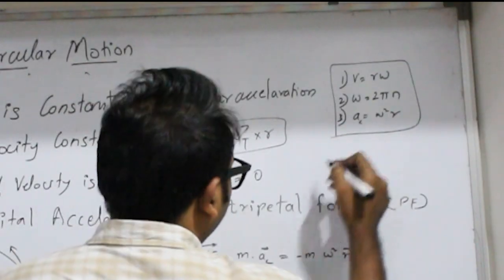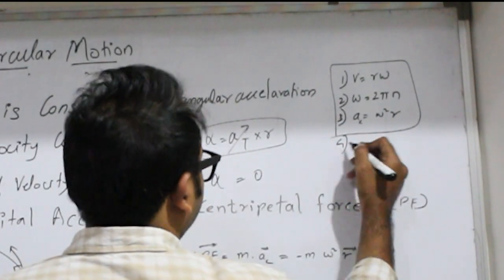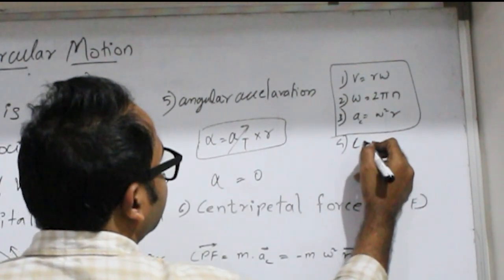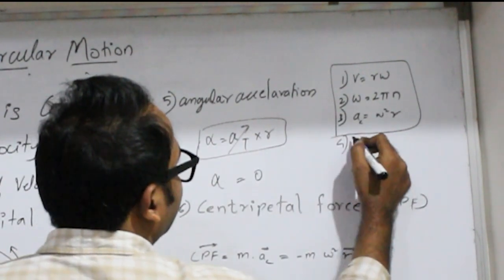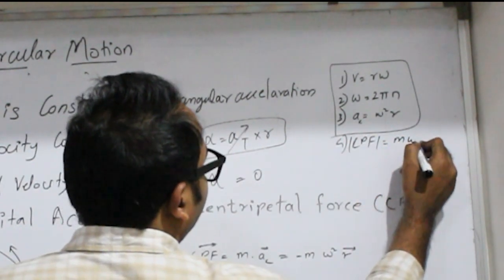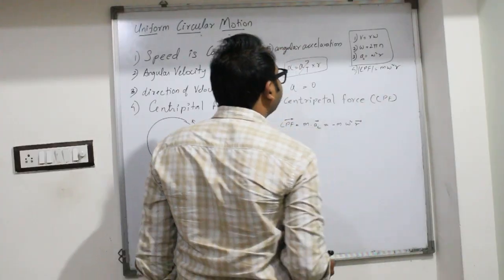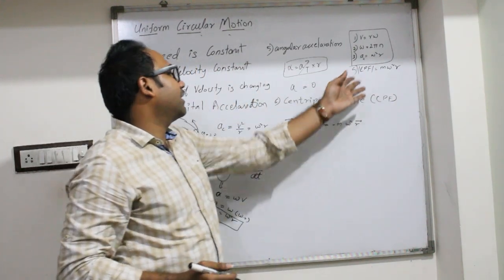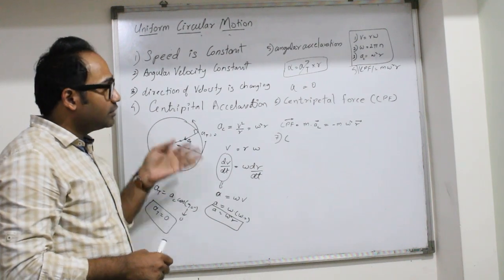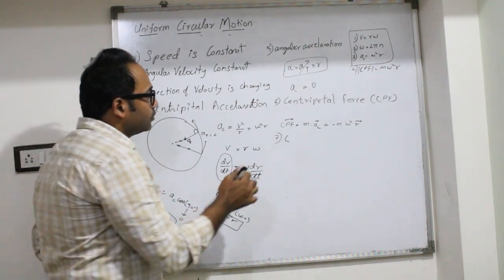This is another formula that we have covered, that CPF का magnitude is equal to m omega square r. ठीक है? Since magnitude में वो minus sign हट जाएगा. ठीक है? The next force that we are going to discuss is centrifugal force.